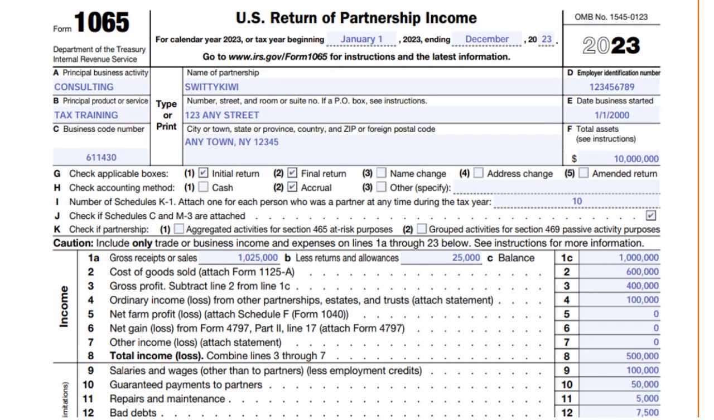Now we're moving on to G. You have to indicate if this is an initial return or a final return, so this is kind of fine. And you have to check the accounting method: cash, accrual, or other. You can have a hybrid or any other type of accounting method. But for purposes of this exercise, we chose accrual.